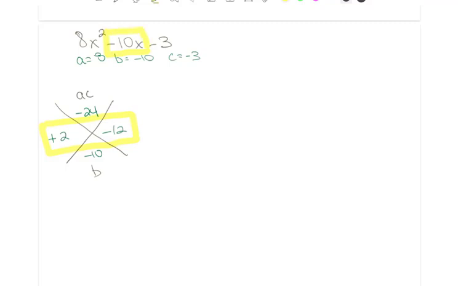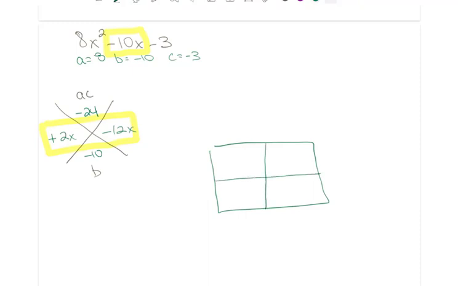And instead of writing it as negative 10x, we can just rewrite it as a positive 2x and a negative 12x. Right? So when I go to make my box, how many pieces are in the inside? There's 4 pieces on the inside. And if I just look at my original trinomial, how many factors do I have? 3. So I have a hard time taking these 3 and putting them into 4 spots. So that's what the box or the x does, is it breaks up that 10.